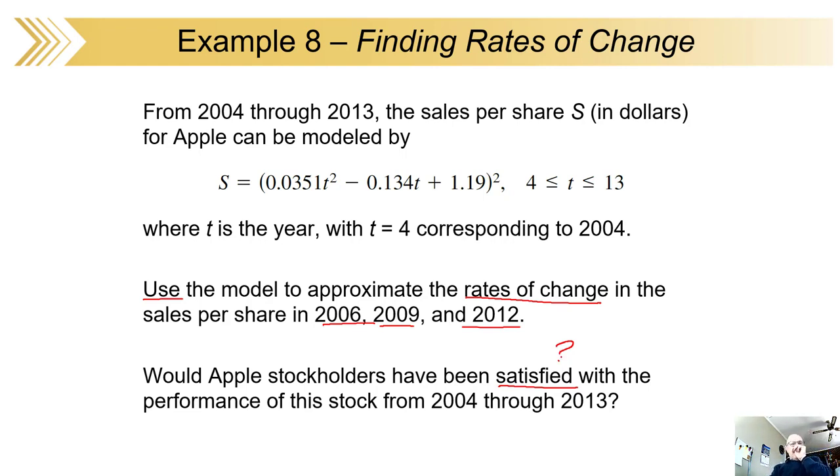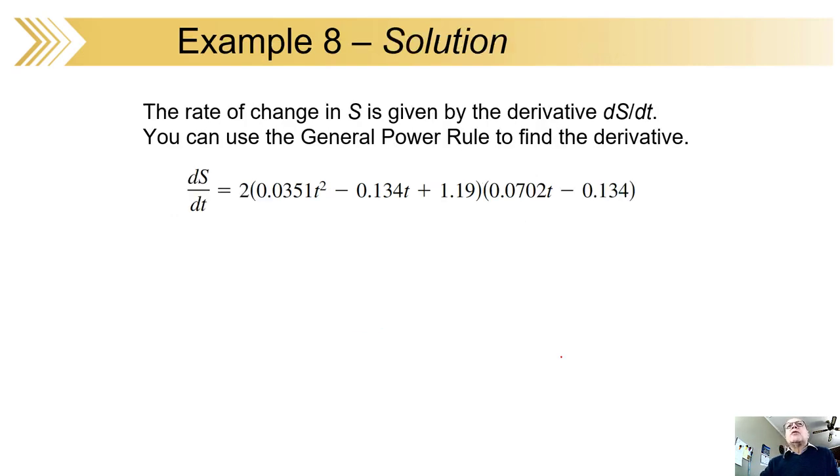Now, what does that mean? Well, if you were a stockholder, what would make you feel good about Apple stock? If the stock is rising, right? That means if you sell it, you make some money. So what are we going to do? We're going to take the rate of change of S by taking the derivative of that.